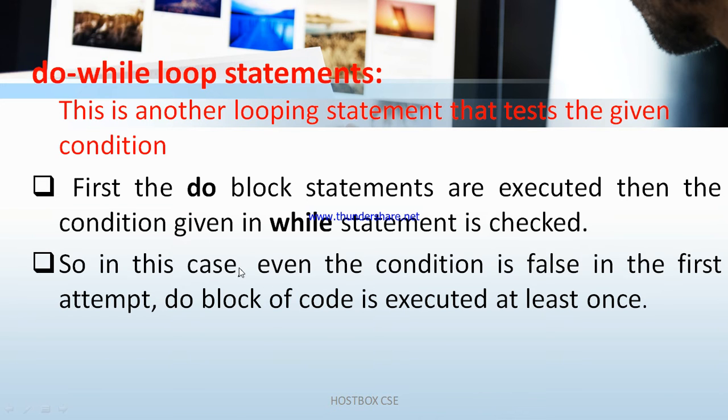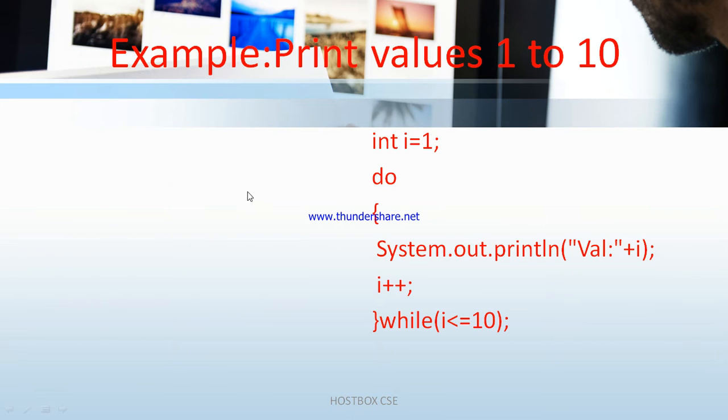Do-while block statement. First you will execute the statement, then it goes and checks the condition, whether the condition is true or false. If the condition is false, it still executes once; if the condition is true, it also executes. So let's go for the syntax here.